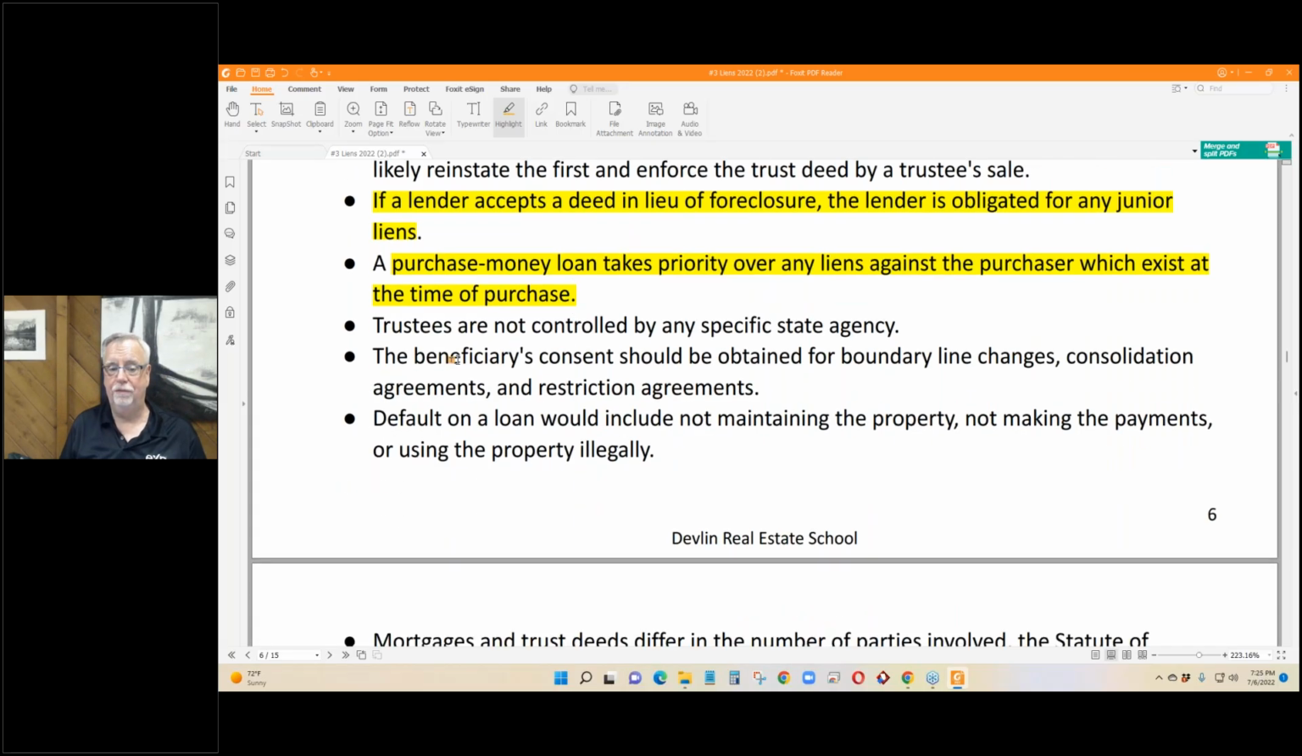Trustees aren't controlled by anybody. You should get the beneficiary. Remember, on the state exam, they're not going to say lender and borrower as much. They're going to say trustor, beneficiary. A beneficiary is a lender.